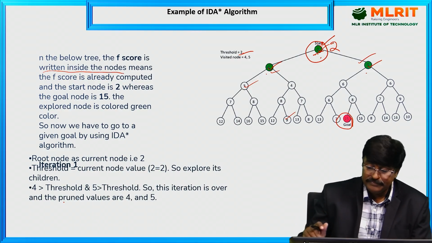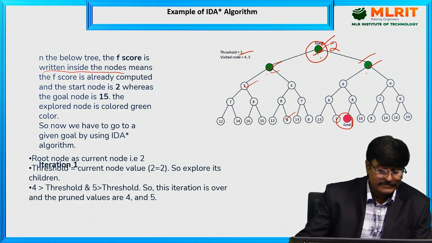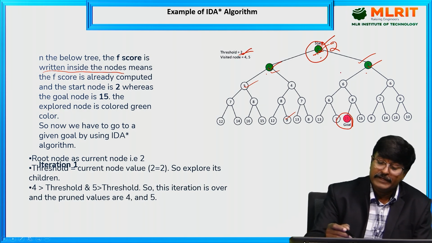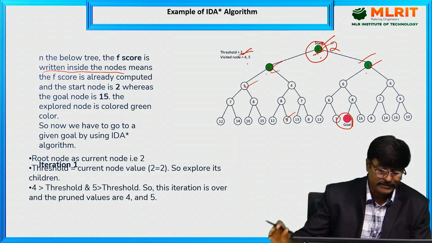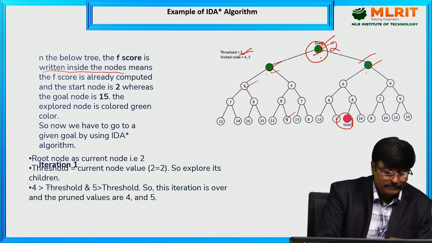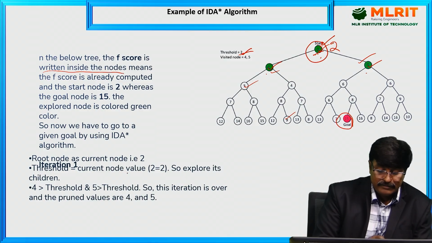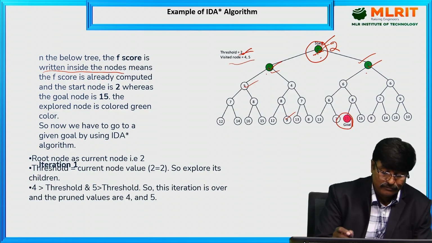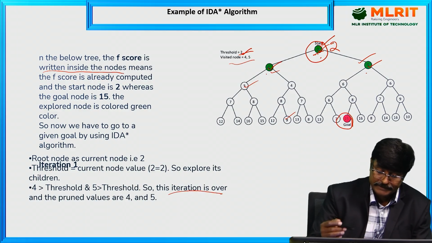Then in the next iteration, the threshold value was initially 2, and you have not reached the goal node. Again you expand further based on the current nodes. The F score value is changing, and the threshold value is also changing. Here, see, the threshold is the current node value 2. So when exploring the children, 4 and 5 are greater than the threshold value, so that iteration is closed.